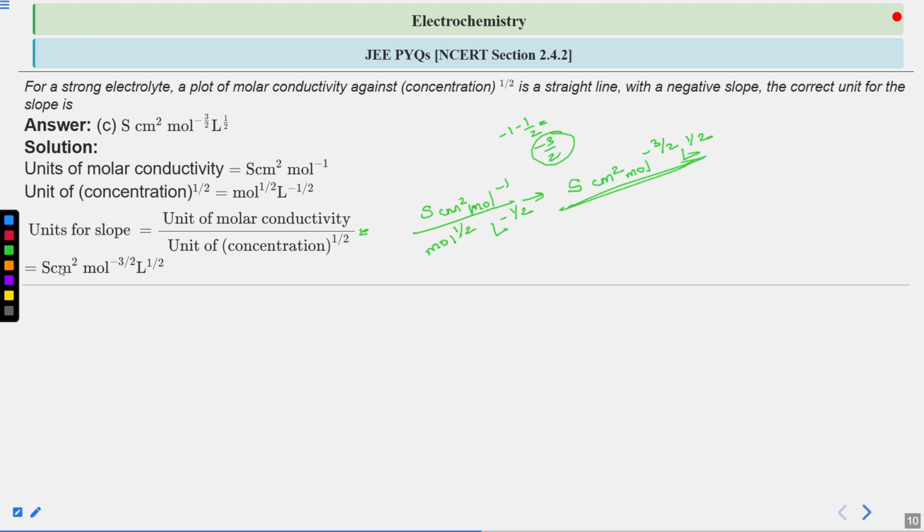So the final unit will be Siemens centimeter square mole to the power minus 3 by 2 liter to the power 1 by 2. This will be the unit of slope, and hence the C option is the correct answer. Okay, so let's move on to our next question.